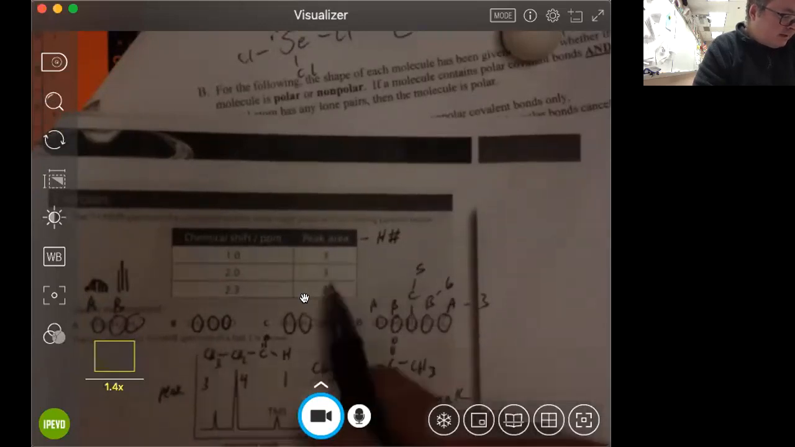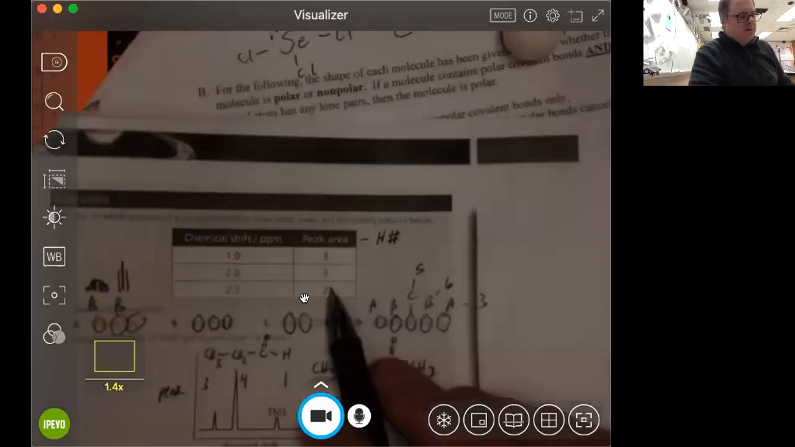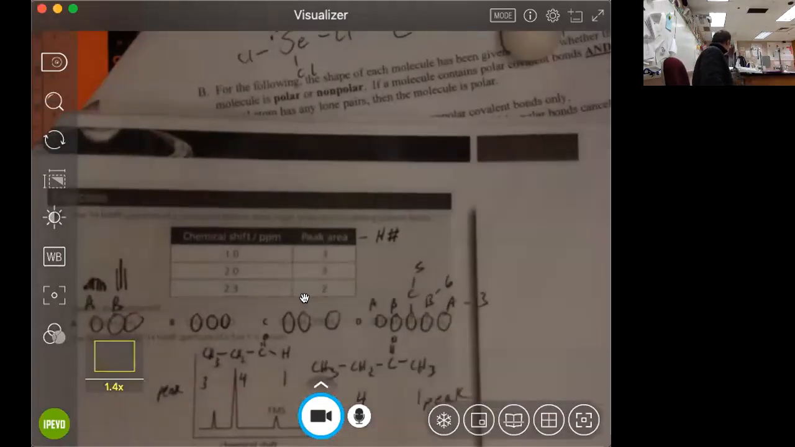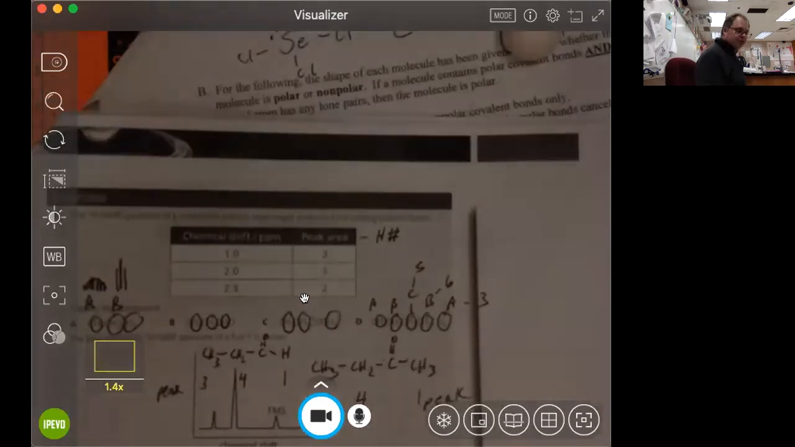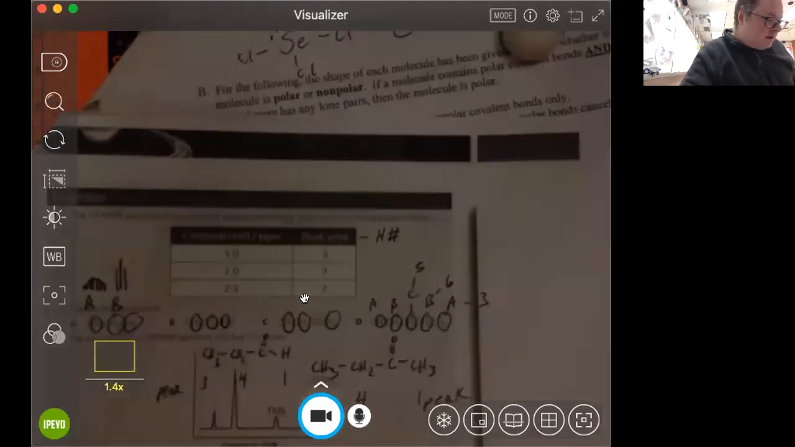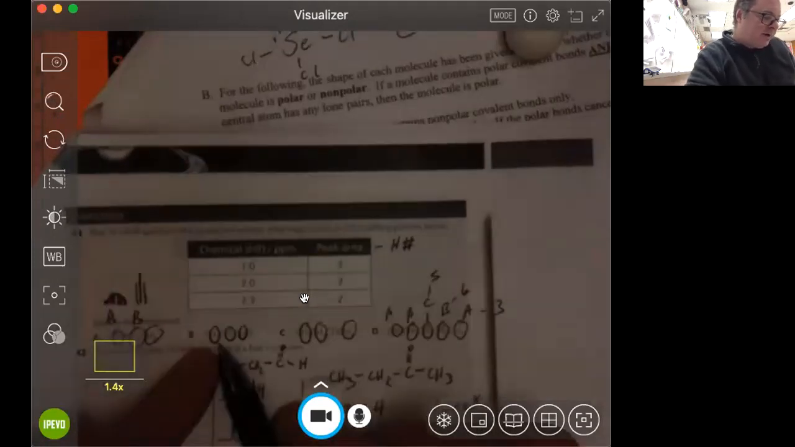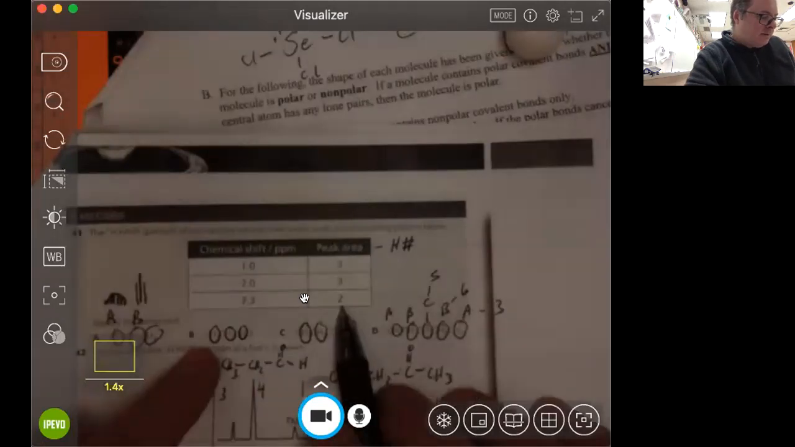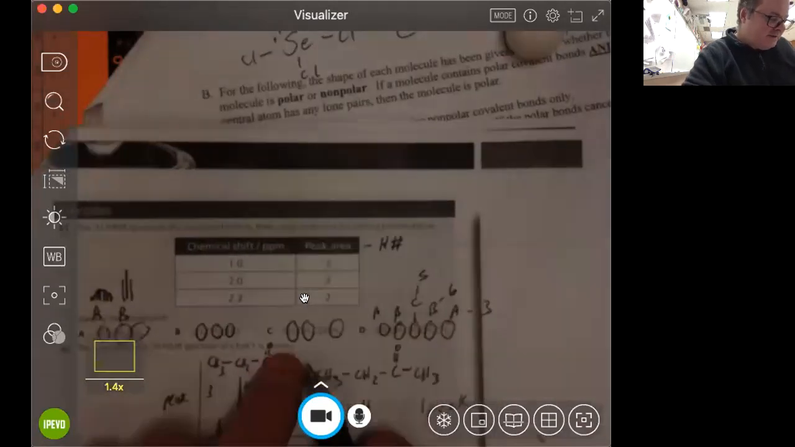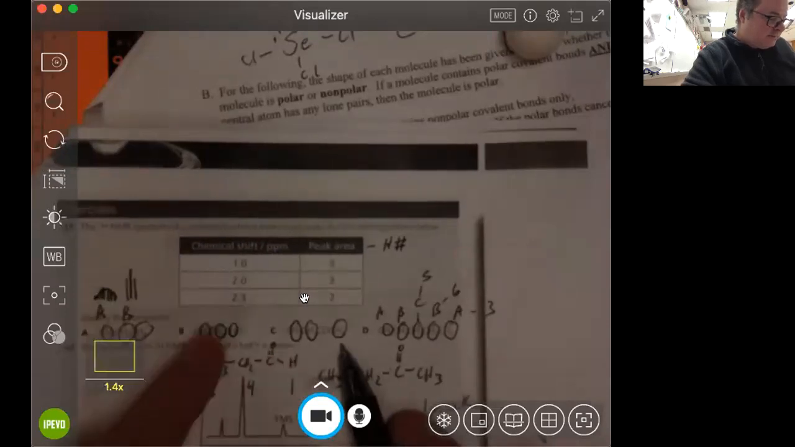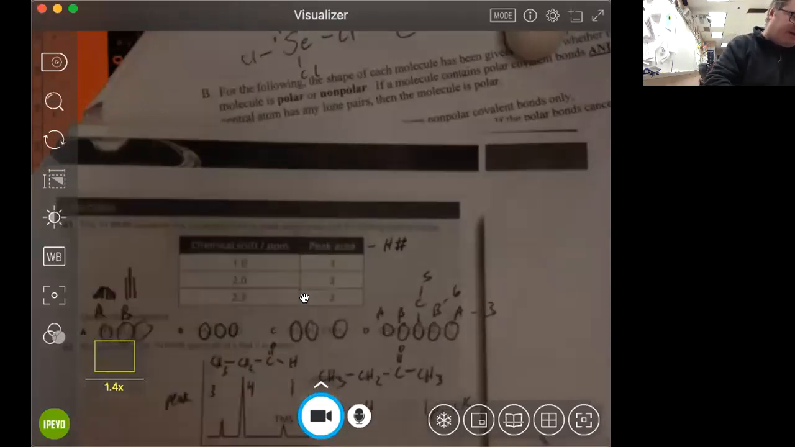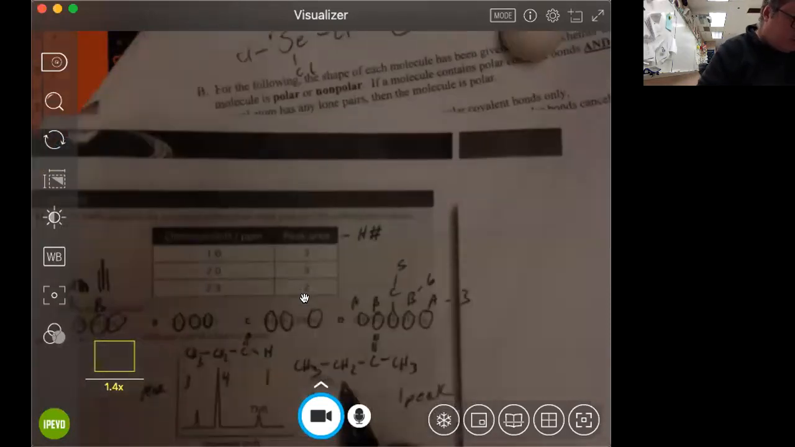And then, yeah, so I'm trying to figure out what peak area means, which is weird. No. Because then if it was ratio, it would be 3 to 2 to 1, right? I'm sorry, 3 to 2 to 3. There we go. Is it this one or this one? It's this one, right?